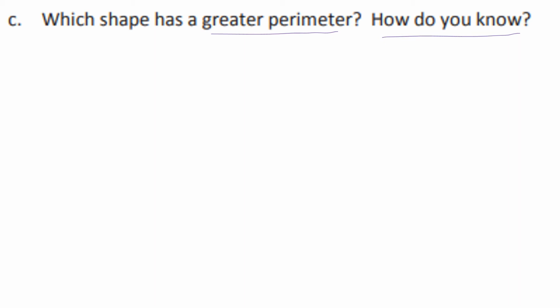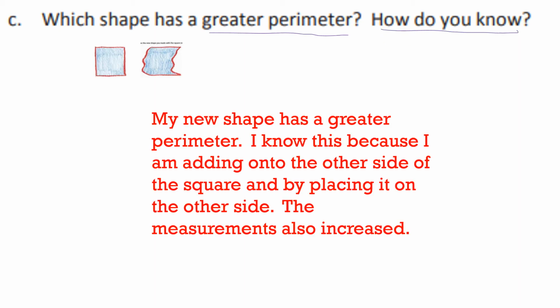All right, and we're going to be going over the answer now. As you can see, I drew out my two pictures originally and I stuck them here. So I said my new shape has a greater perimeter. I know this because I am adding onto the other side of the square, and by placing it on the other side, the measurements also increased.